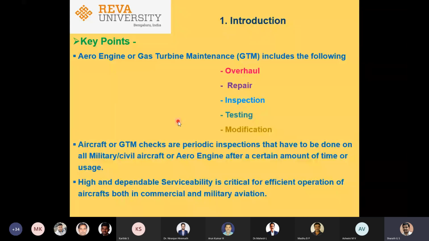If you do not have an aircraft that is readily available, then there is a loss of business, and there would be some maintenance and operation costs associated with it. From the military perspective, the aircrafts will be operationally ready for various combat operations and combat training. So high-end dependable serviceability is very, very critical.